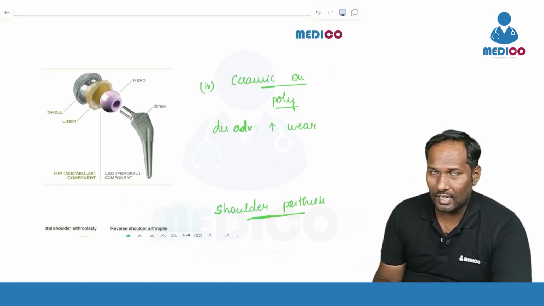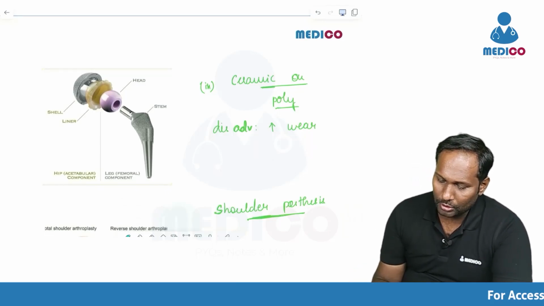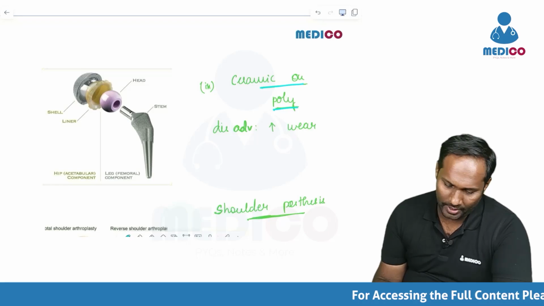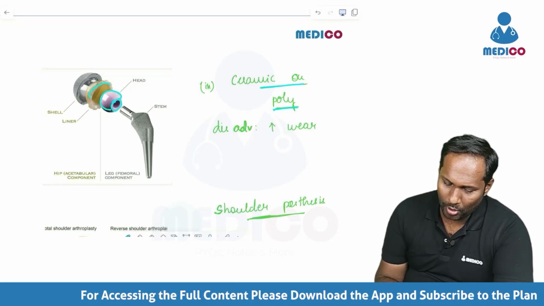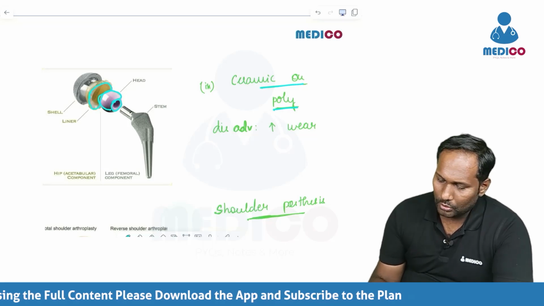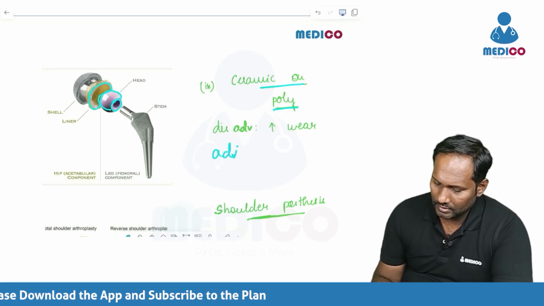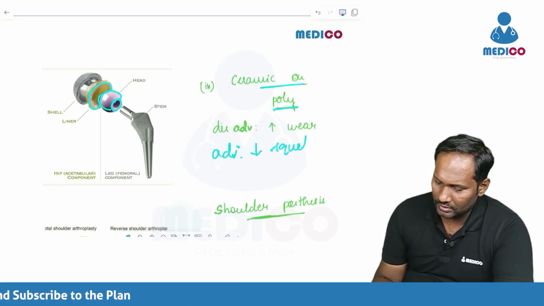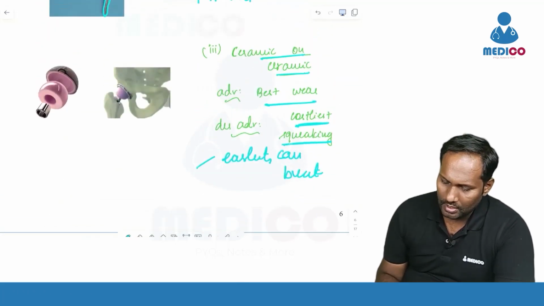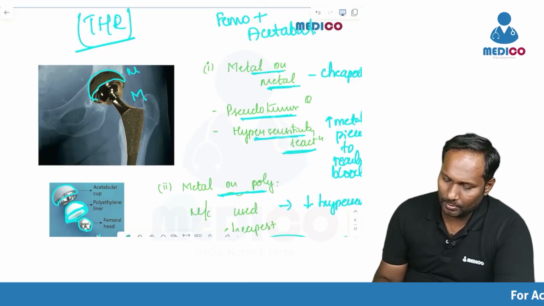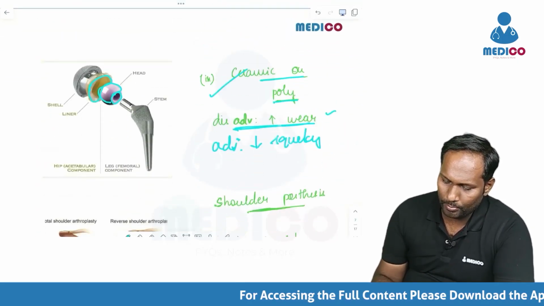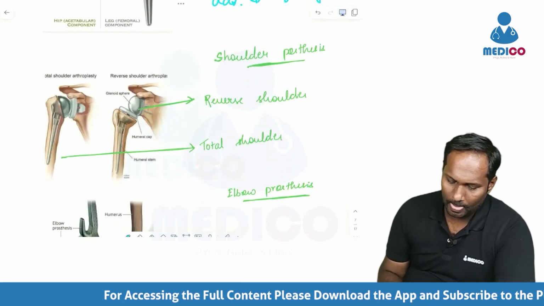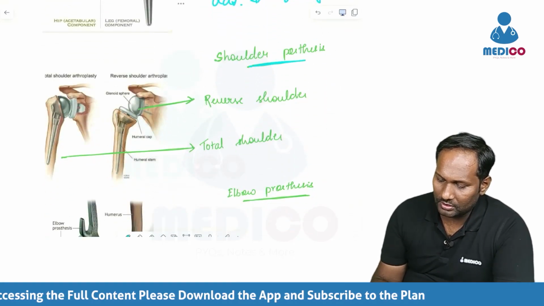Next, a later advancement is ceramic on poly, where a ceramic head articulates with a poly liner. They have reduced the squeaking noise, but this also has increased wear. These are the four basic types: metal on metal, metal on poly, ceramic on ceramic, and ceramic on poly. Next comes the shoulder prosthesis.